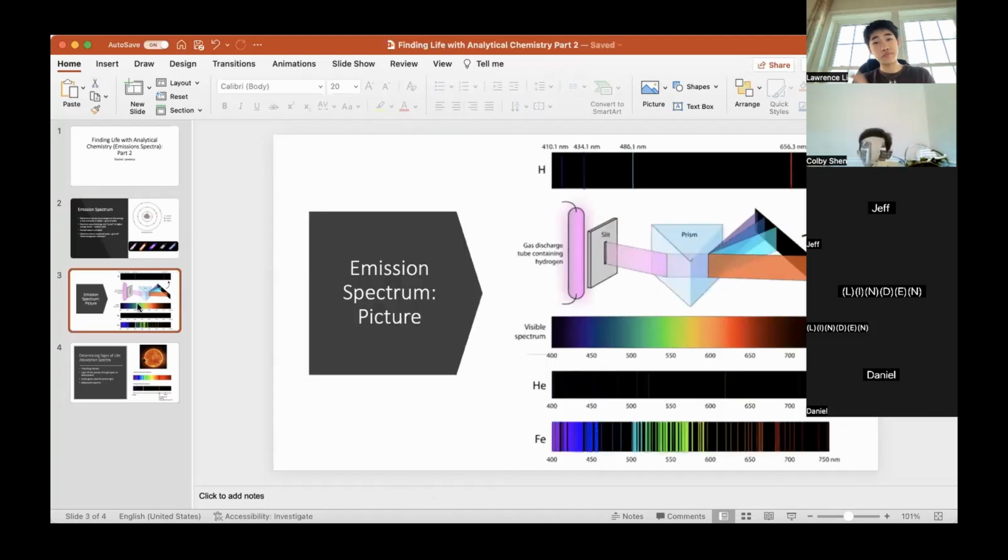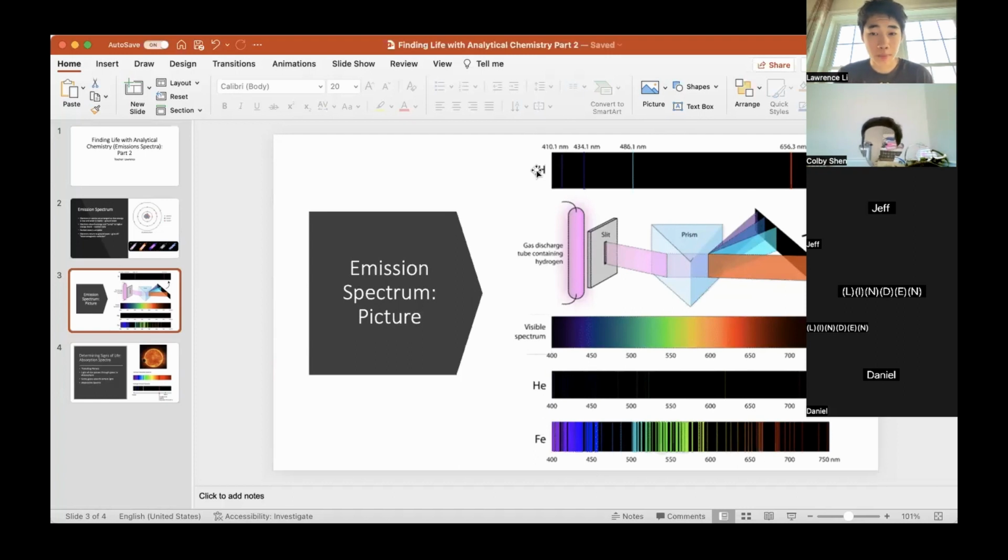All right. Let's talk about how we go from electromagnetic radiation and visible light to the emission spectrum. If you look at this first band right here, this is the emission spectrum of, it appears to be, hydrogen. The little H here signifies hydrogen.